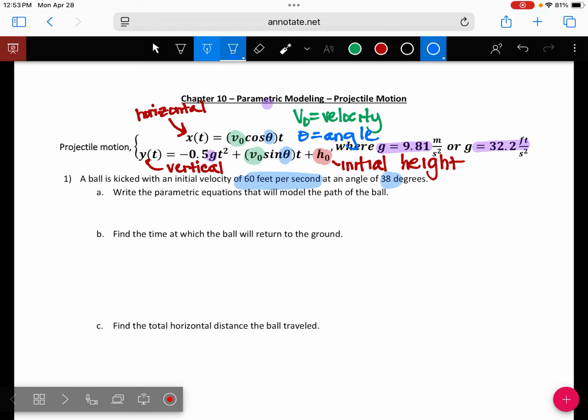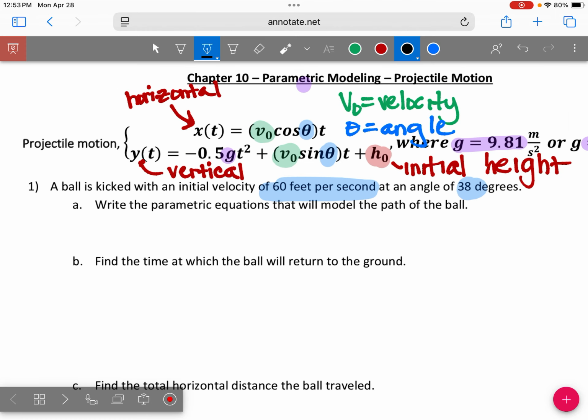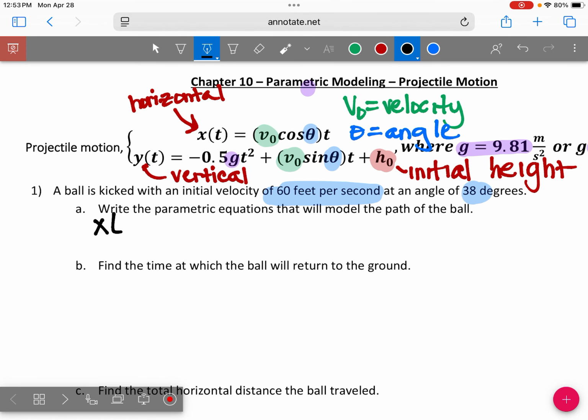So my x parameter, x of t, is going to be my velocity, which is 60, times the cosine of the angle, which is 38, and we're multiplying it by t. I didn't talk about t. What do you think t represents? Time. T, I think, always represents time. So t is time. Okay, now let's write our y parameter.